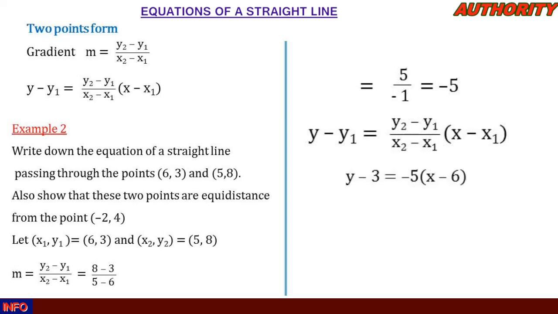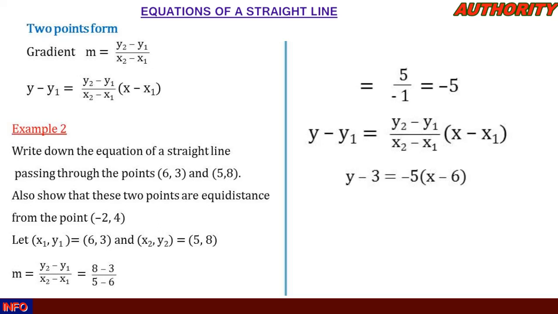So we have y minus 3 is equal to, we have solved for the slope, y2 minus y1 all over x2 minus x1. Okay, and then the answer is minus 5. So we have minus 5, open bracket, x minus x1, which is 6. We have minus 6. All right, let's go.